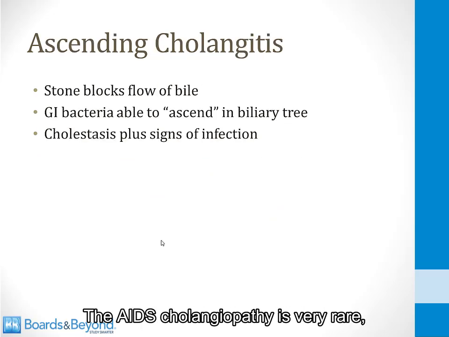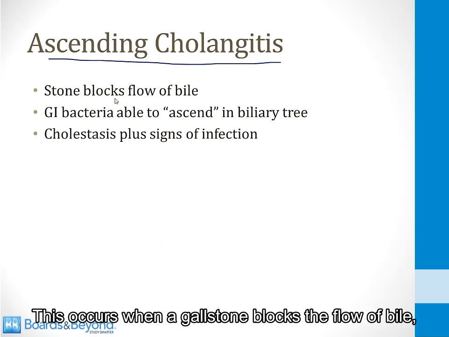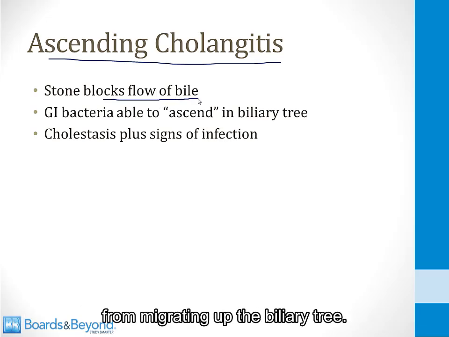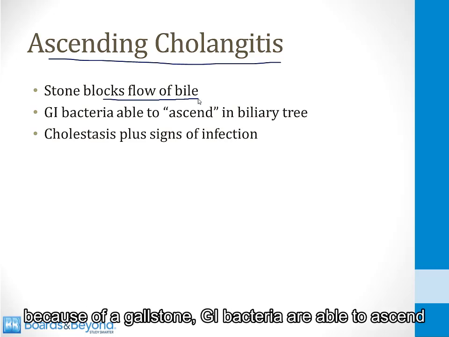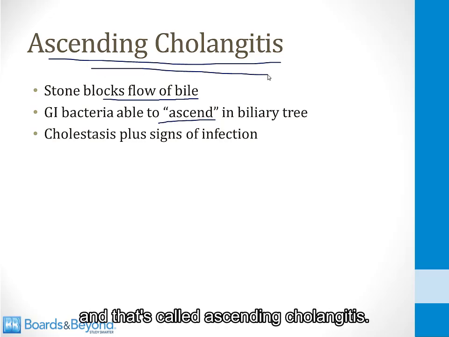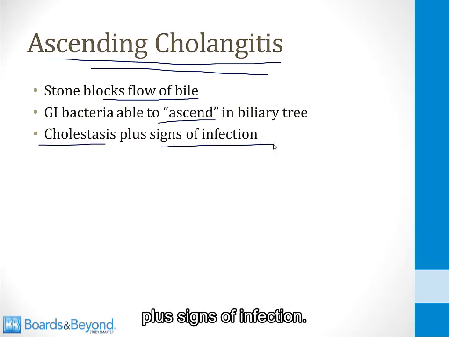AIDS cholangiopathy is very rare, but much more common is ascending cholangitis. This occurs when a gallstone blocks the flow of bile, and the flow of bile is one of the things that keep bacteria from migrating up the biliary tree. So when the flow of bile stops or slows because of a gallstone, GI bacteria are able to ascend in the biliary tree and cause an infection, and that's called ascending cholangitis. It will present with evidence of cholestasis plus signs of infection.